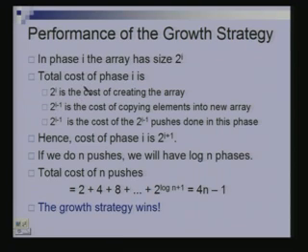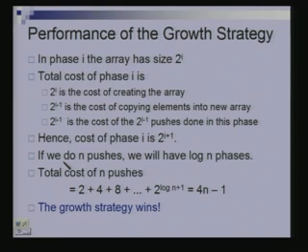So, in phase i, since it has size 2 to the i, I spend 2 to the i units of time in creating the array first. Then I have to copy the elements of the previous array, that is 2 to the i minus 1 elements. How many elements are left after copying? 2 to the i minus 1 elements are still left. They have to be pushed in this phase. So, 2 to the i minus 1 is the cost of pushing those elements. So, the total cost of phase i is 2 to the i plus 2 to the i minus 1 plus 2 to the i minus 1, which is 2 to the i plus 1.